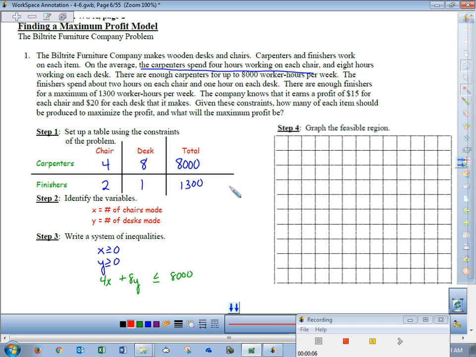Then we do the finishers inequality right here. Again, we just throw our X next to this one, plus 1Y, and again they can only work for a maximum of 1,300, so that's less than or equal to 1,300. Put a little bracket around it, because that's our system of inequalities right there. Cool. Alright, so you might also notice I'm using different colors here.